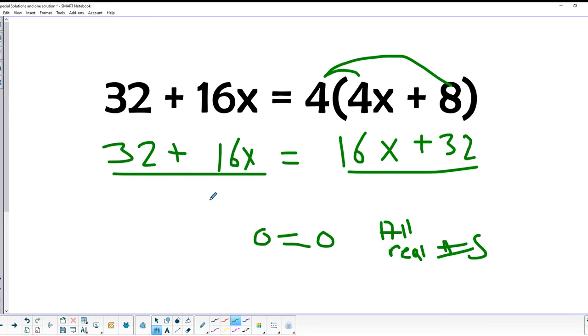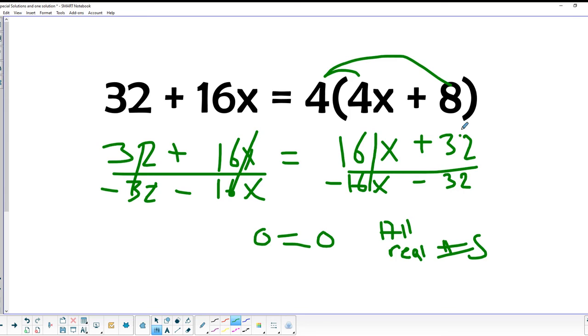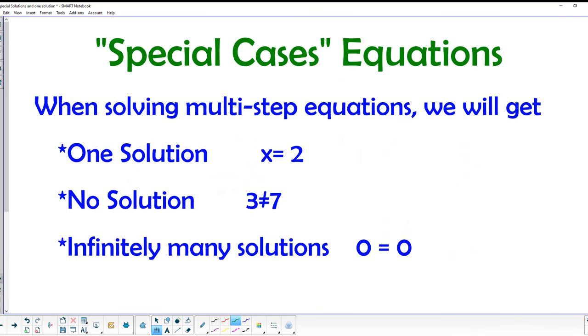That's how that works. Now, if you're wondering, I'll go ahead and demonstrate. Minus 16x from both sides, and also a minus 32 from both sides, to try and get one side or the other solved. And I notice that in both cases, that cancels, that cancels, that cancels, that cancels, leaving me with 0 equals 0. All right, so let's kind of summarize.